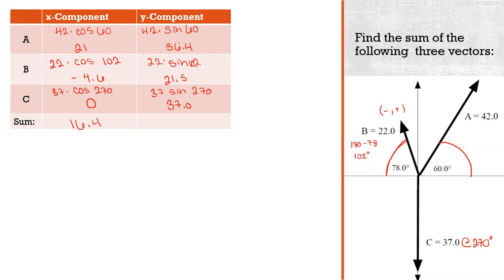So 16.4, and then here 36.4 plus 21.5. Oops, that should be a negative 37. This is downward. Minus 37 gives us 20.9. So now what we want to do is we're going to draw our new triangle. So I always draw x first. So that's our 16.4. Then we draw our y vector, and it's positive, so it's upwards, 20.9, and our resultant.